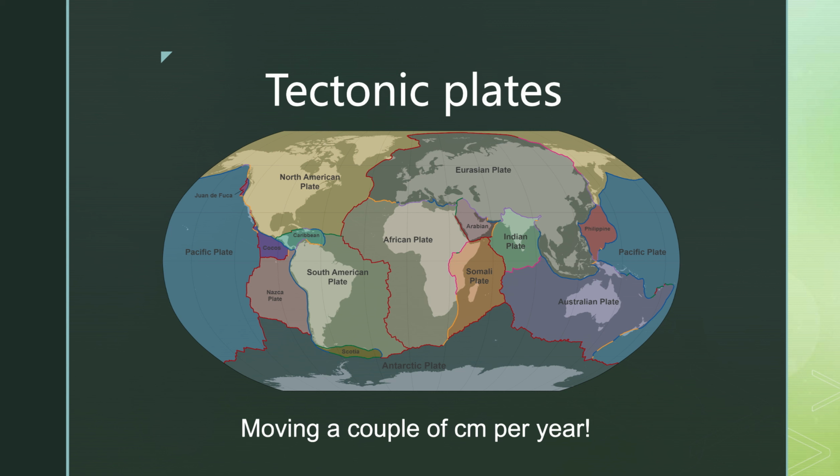And there are also 2 types of plates: oceanic plate, which is easy, an ocean, and a continental plate. An oceanic plate is also more dense than a continental plate. Why? The ocean is actually more dense than land.